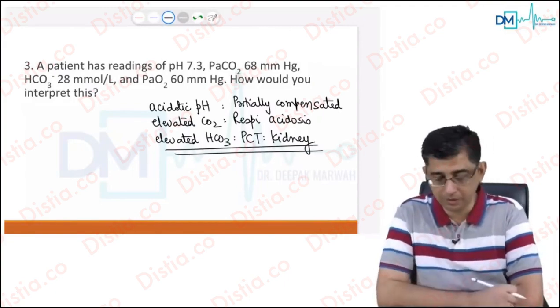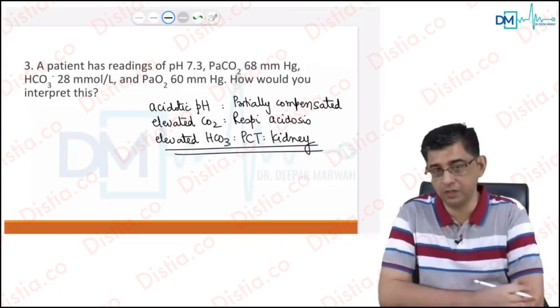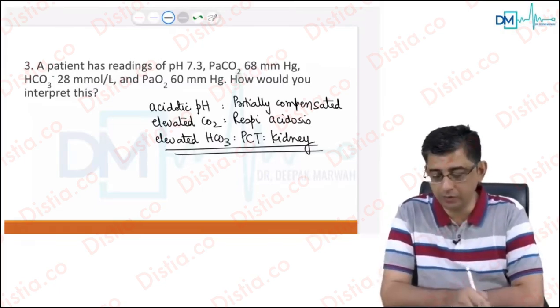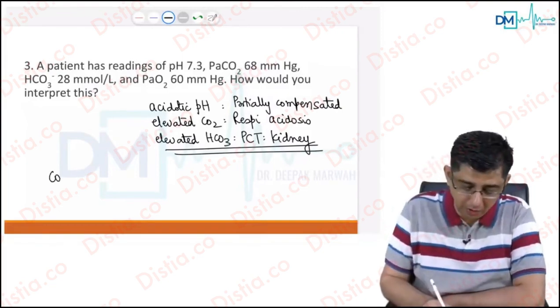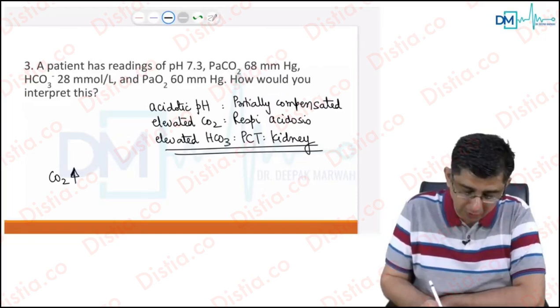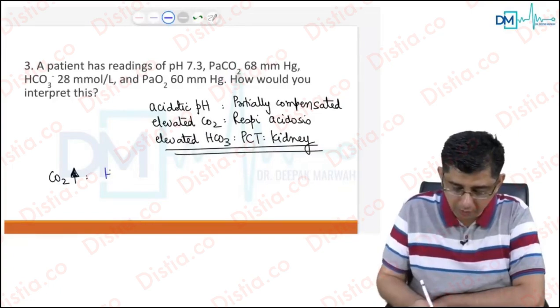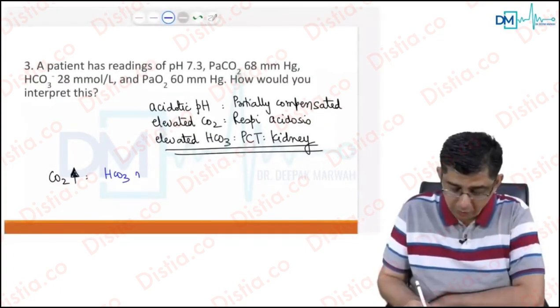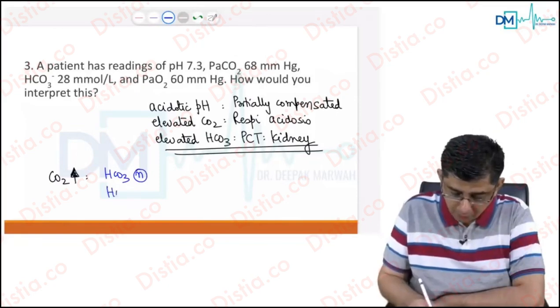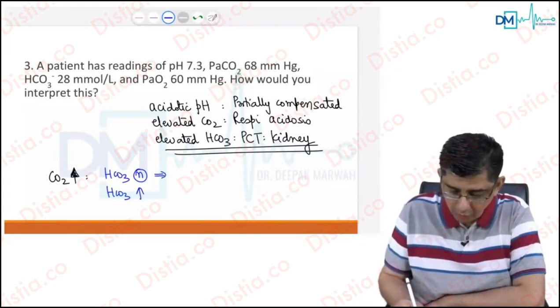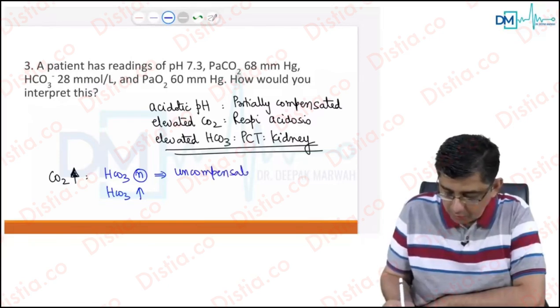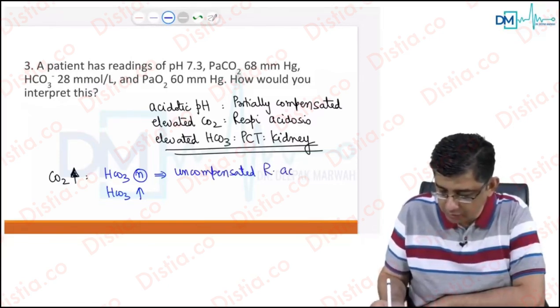I've given you three situations. Question number 1 was uncompensated. Question number 2 was fully compensated. The third one is partially compensated respiratory acidosis in a patient. I'll write the data once again. In any question, if carbon dioxide is elevated, what are you supposed to do? You are supposed to look at the value of bicarbonate. Bicarbonate value is normal, or bicarbonate value is elevated. If bicarbonate value is normal in the patient, you will say this is uncompensated, and carbon dioxide is elevated, so respiratory acidosis.